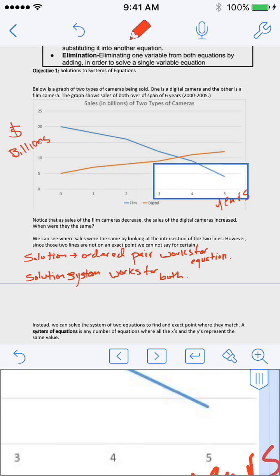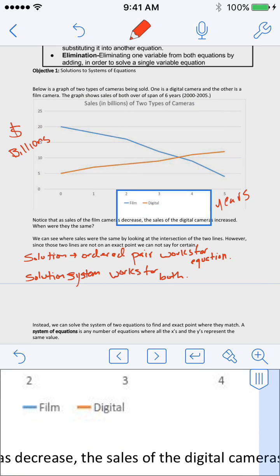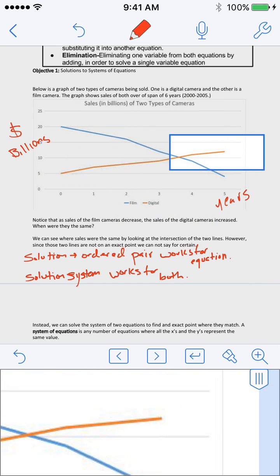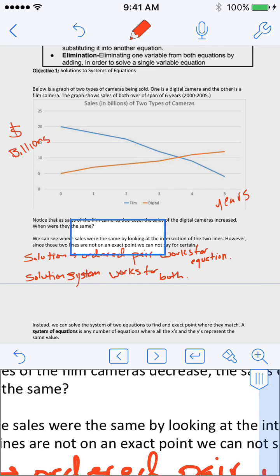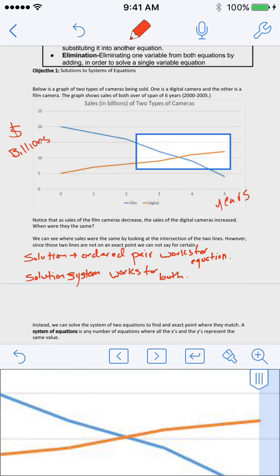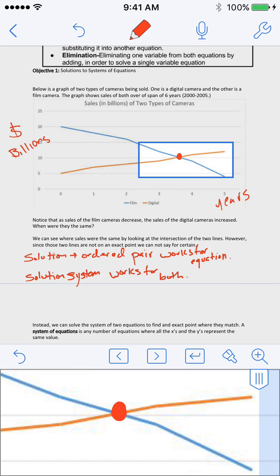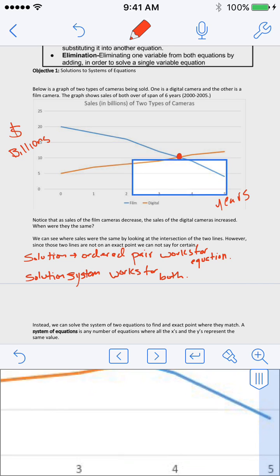So let's look back at our graph. Where would be the solution to this system, an ordered pair that you would find working for both of them? That's right, it'd be right here at their intersection point, right? This point right here works for both the blue line and the orange line, meaning if I were to graph the points on the blue line and graph the points on the orange one, this would be the one they have in common.